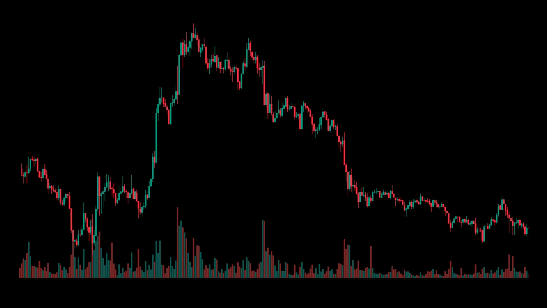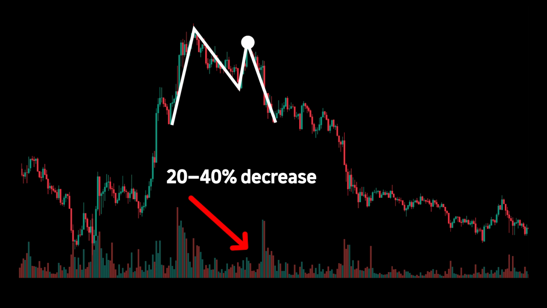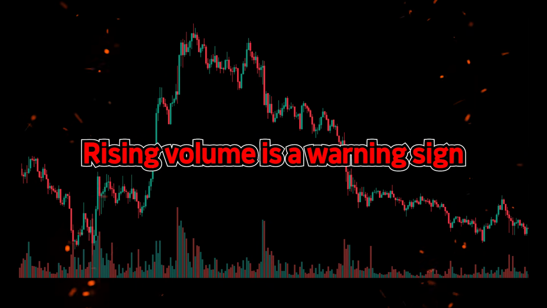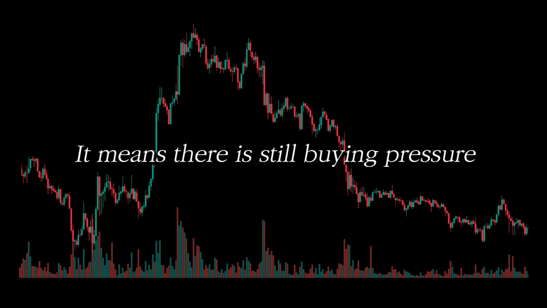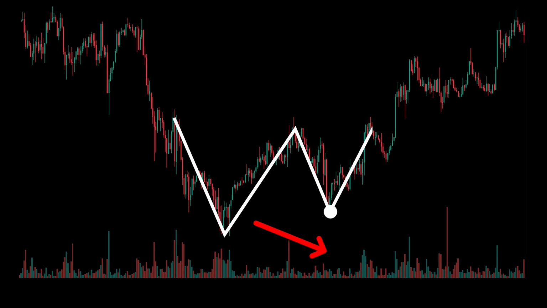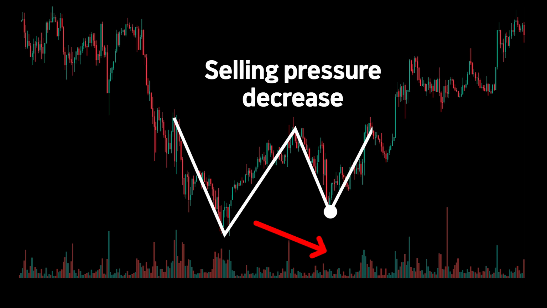The second condition is volume. In a double top, volume on the second peak should be around 20 to 40% lower than the first. That drop in volume shows that buying pressure is fading. If volume is actually higher on the second peak, that's a warning sign. It means buyers are still active. For the double bottom, it works in reverse. You want to see volume declining on the second low, showing that selling pressure is drying up.